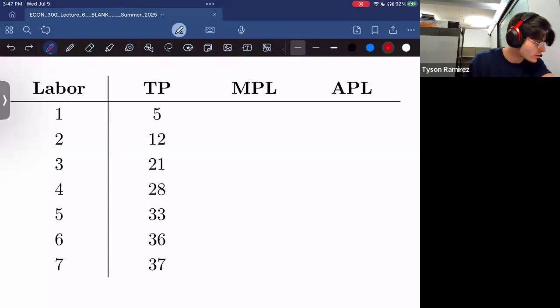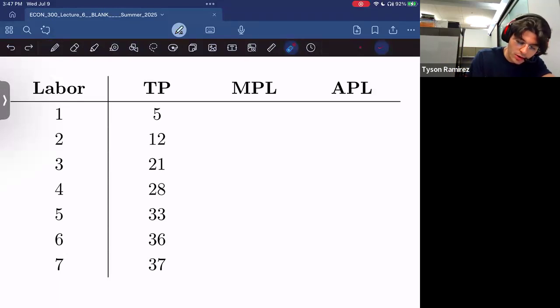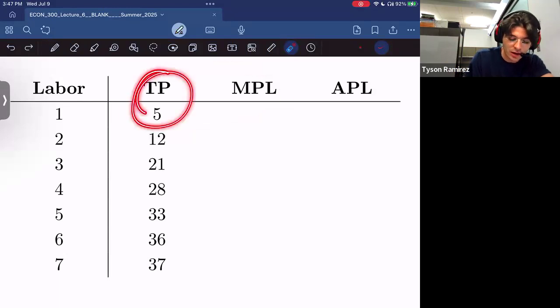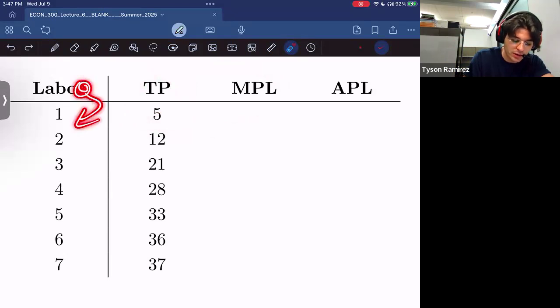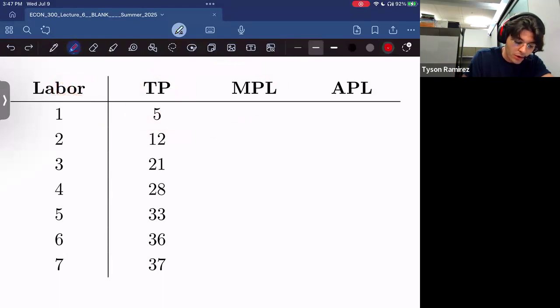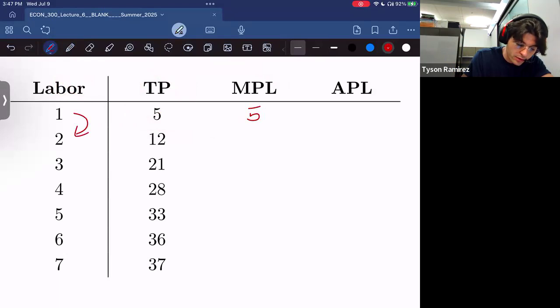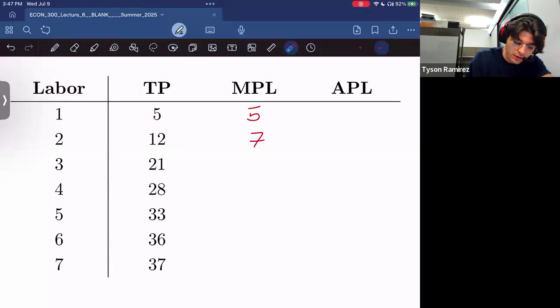All right, and then what you should have found is that, remember, marginal product is how much more is gained, how much is added to the total when I go from this step to this step. All right, so from 0 to 1, that marginal product was 5. From 1 to 2, we went from 5 to 12, so that marginal product was 7. And then so on and so forth.